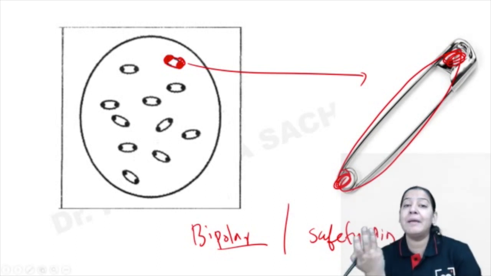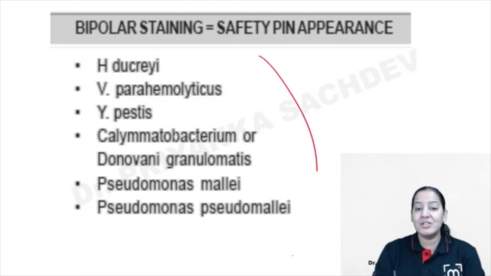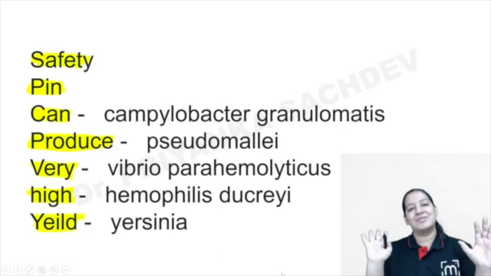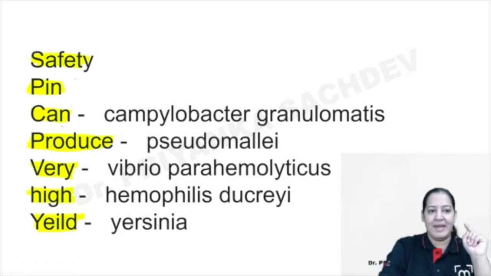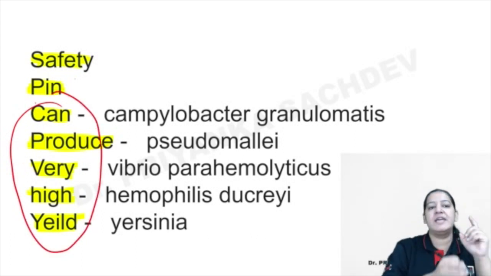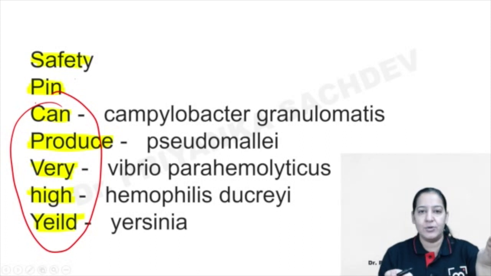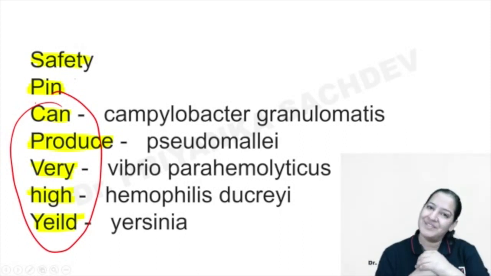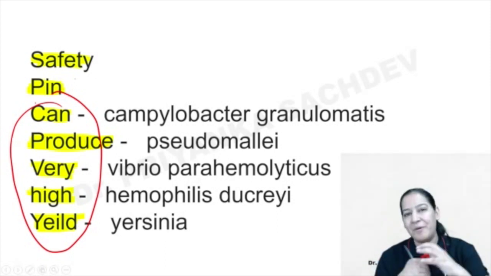Now you will ask me, ma'am, name the bacteria which shows this arrangement. This is the list. Now it will be difficult to learn the list. Again a mnemonic. I am having many mnemonics for all of you. I have made this mnemonic for you. Safety pin can produce very high yield. If you have a better mnemonic than this, easier to learn or more catchy, please drop that in the comments. I will share it with other students in my next lecture. So please try to make mnemonics as much as possible. It will be easy for you to learn with the help of mnemonics.